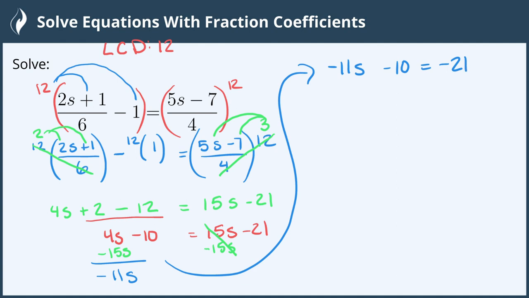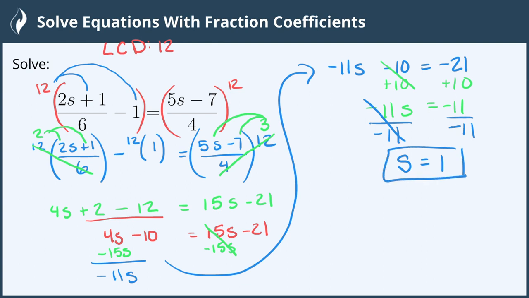Now we can go ahead and combine all of the constants, or the terms without a variable, on the right side. So I'm going to add 10 to both sides. On the left, we're left with negative 11s, and on the right-hand side, negative 21 plus 10 is negative 11. So now we just need to divide both sides by negative 11. Negative 11 divided by negative 11 is 1, which leaves us with s. And on the right side, we get a positive 1. So our answer is s equals 1.